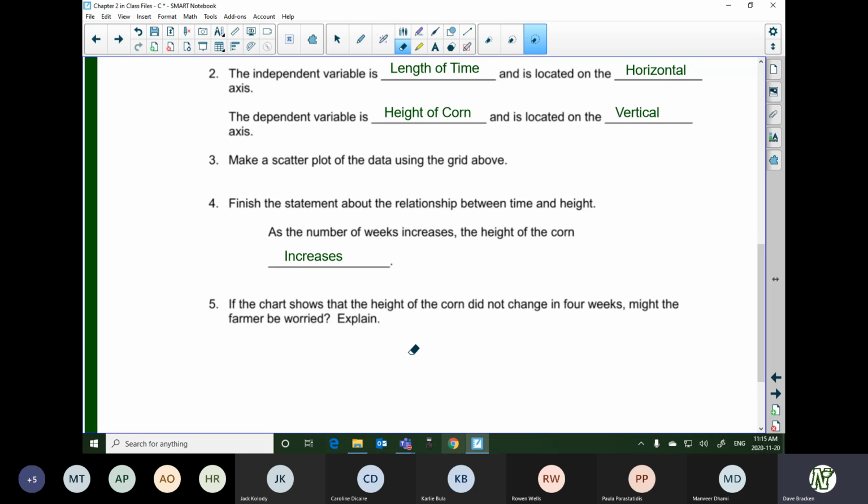So you guys can put down the following for this. Should the farmer be worried? Your answer should be yes if it's early. If it's early on in the first 0 to 6, 7, 8 weeks, the farmer should be worried because you want the corn to grow to its biggest height. But if it's later on, then no, the farmer shouldn't be worried because you just want the corn to dry down once it gets to its maximum height.